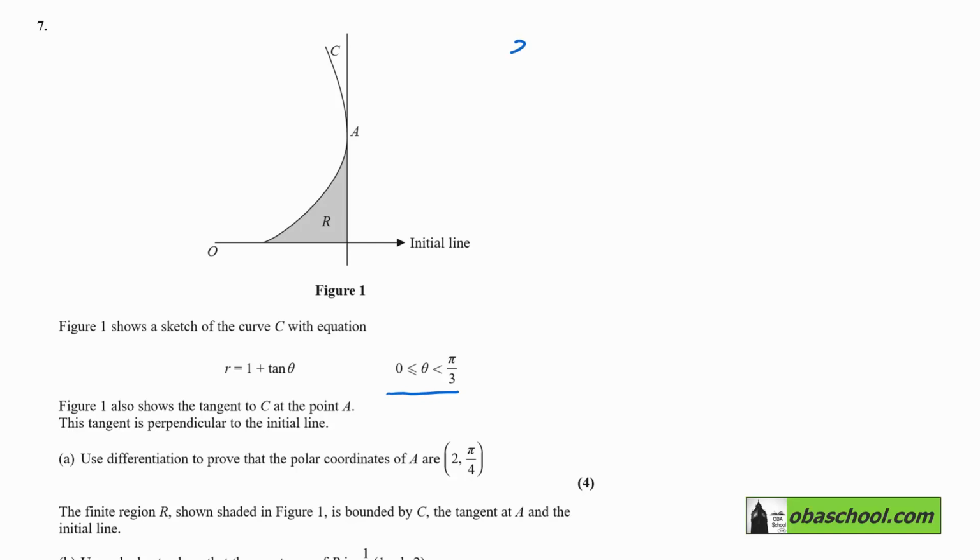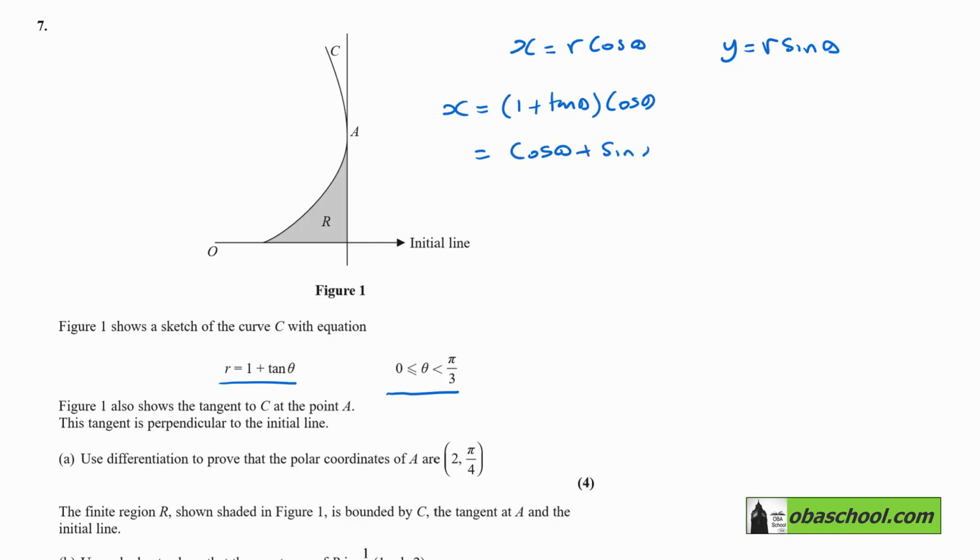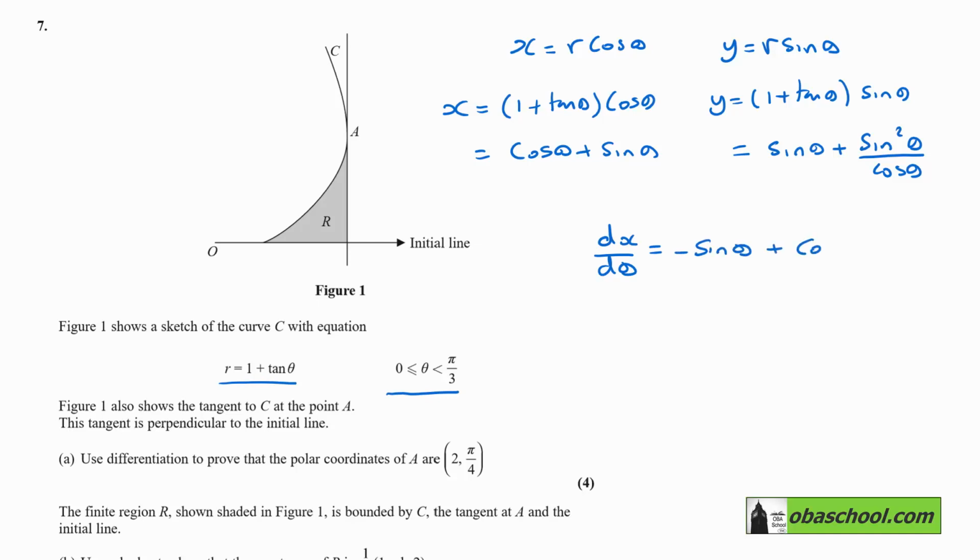We know that if we work in polar coordinates, x is equal to r cos theta and y is equal to r sine theta, and that's just basic right-angled trigonometry. So, given that r is 1 plus tan theta, x is going to be 1 plus tan theta times cos theta, which is going to be cos theta plus sine theta. y would be 1 plus tan theta times sine theta, and so that is going to be sine theta plus sine squared theta over cos theta. From there, dx d theta is going to be negative sine theta plus cos theta.